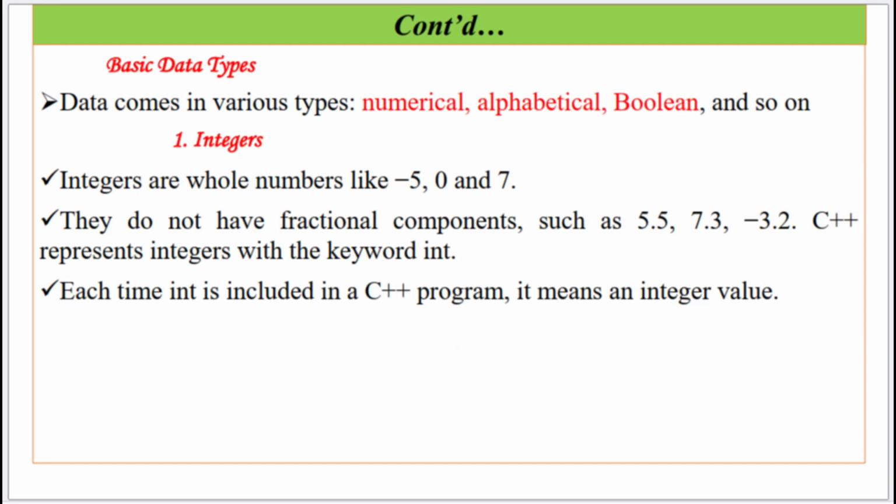Continued. Basic data types. Data comes in various types: numerical, alphabetical, boolean, and so on. 1. Integers. Integers are whole numbers like 5, 0, and 7. They do not have fractional components, such as 5.5, 7.3, 3.2. C++ represents integers with the keyword int. Each time int is included in a C++ program, it means an integer value.